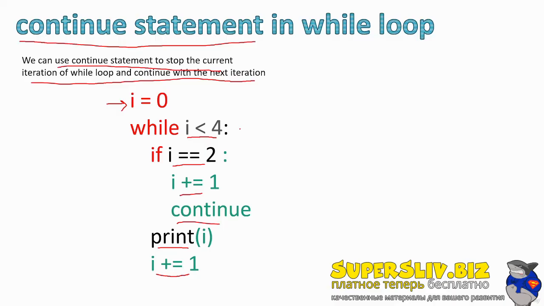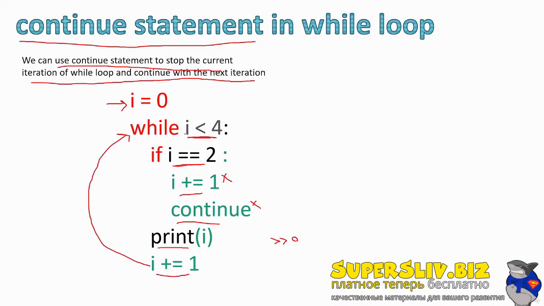Now let us see how this is going to work. First i is equal to 0. So it is less than 4. This condition is true. Then it will check whether this condition is true or not. So i is not equal to 2. These two codes will be skipped. Then it will print i is equal to 0. Then it will add 1 to the i. Now again it will go to the beginning.